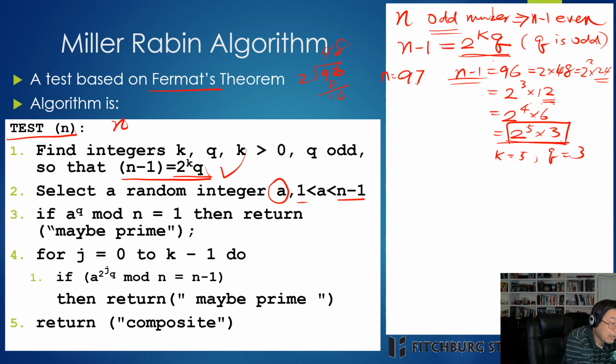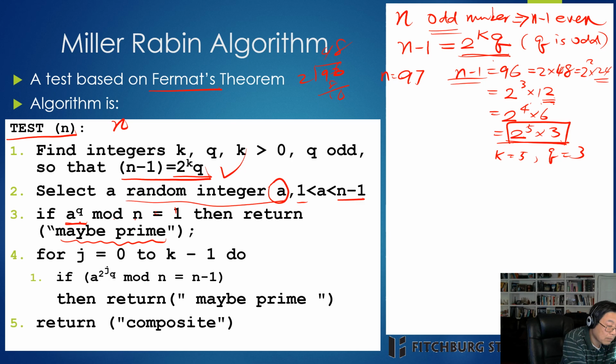Now, for any randomly selected integer a, if a to the q mod n is 1, then we can say n is probably a prime. I say maybe a prime. The tester is going to return maybe a prime.